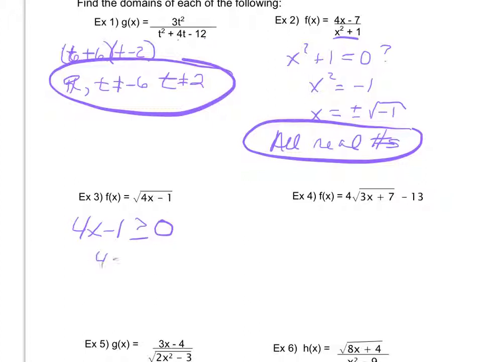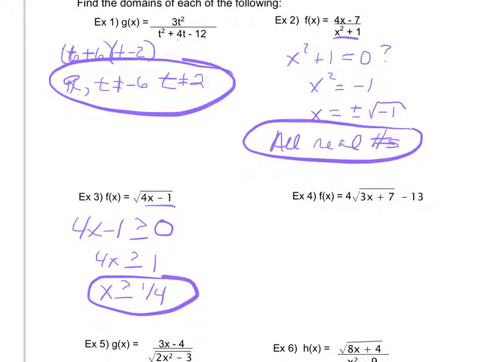That would mean 4x has to be greater than or equal to 1, and x has to be greater than or equal to 1/4. There's my domain restriction. I can't have any x values that are less than 1/4, because if I did, it would make my value under the radical negative and would put me out of the real number system. It would give me imaginary numbers.